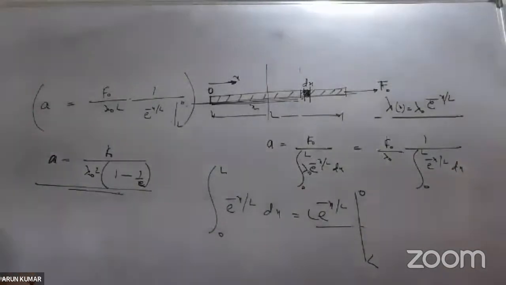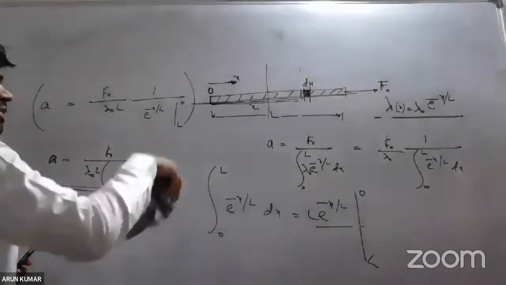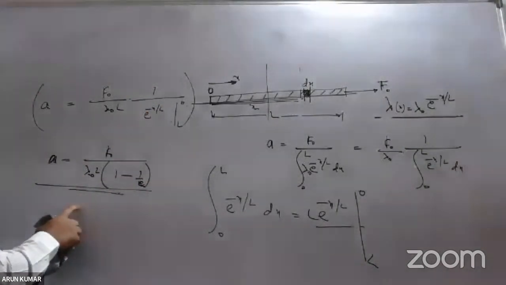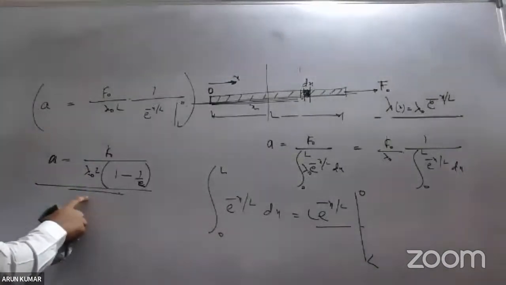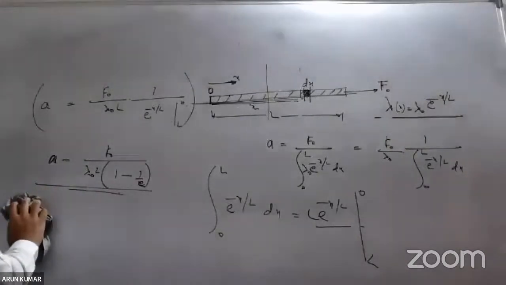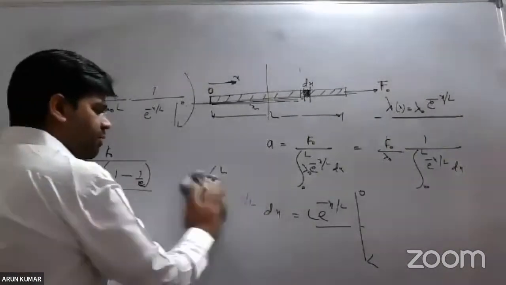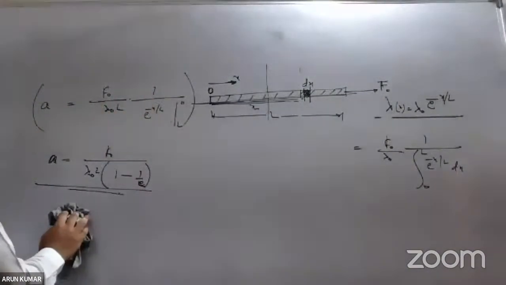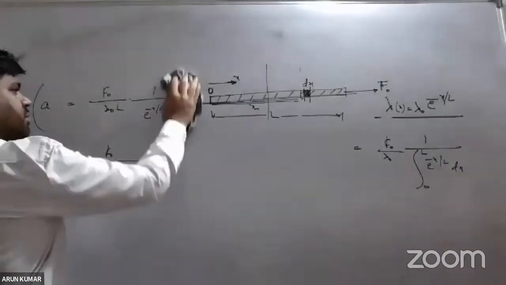Alright. Okay, this is just a mathematical part. Now let's come to the required tension at a distance x from the end O. Can you remember this? Can you note down this? A is equal to F naught by lambda naught L into 1 minus 1 by e. Alright, I'll ask you after a while. I'm erasing it right now. After a while, you let me know what is the value of acceleration. Acceleration is F naught by lambda naught L into 1 minus 1 by e.